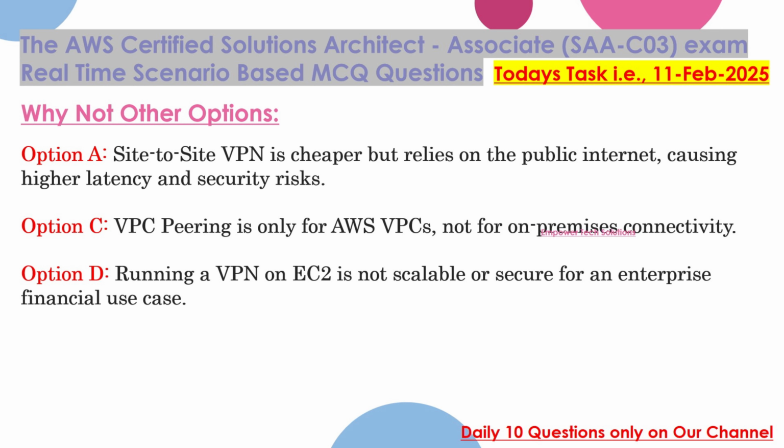Why not other options? Option A, Site-to-Site VPN is cheaper but relies on the public internet, causing higher latency and security risks. Option C, VPC peering is only for AWS VPCs, not for on-premises connectivity. Option D, running a VPN on EC2 is not scalable or secure for an enterprise financial use case.